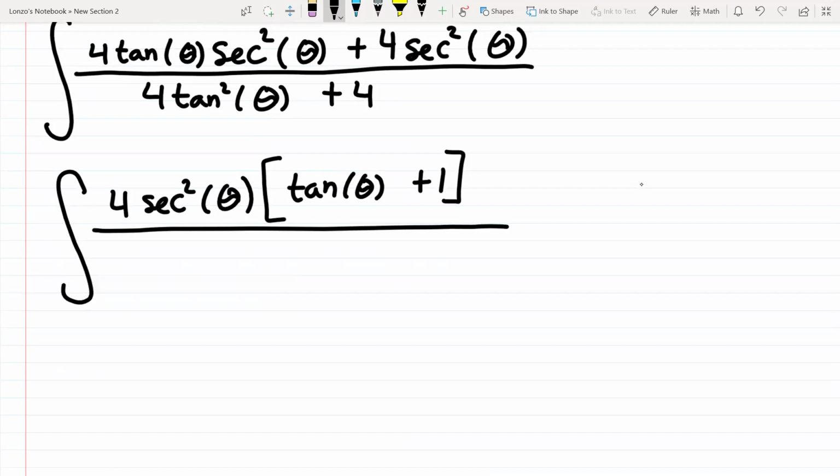And then on the bottom, you have 4 tan square theta plus 4. So is there anything you could take out? Yes, you could take out a 4. So this would be tan square theta plus 1.